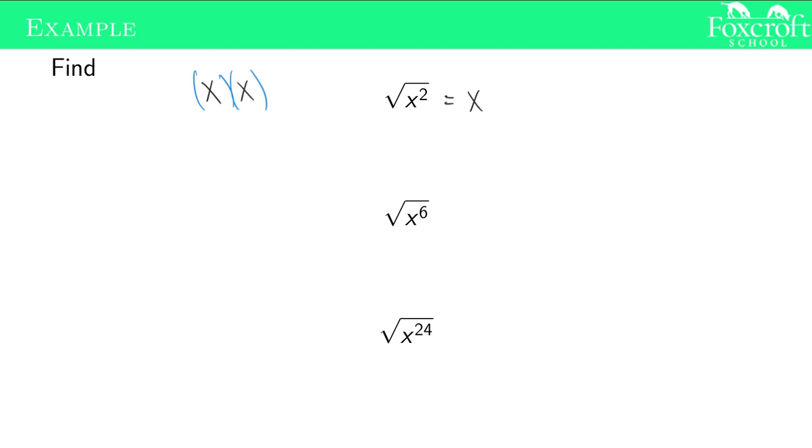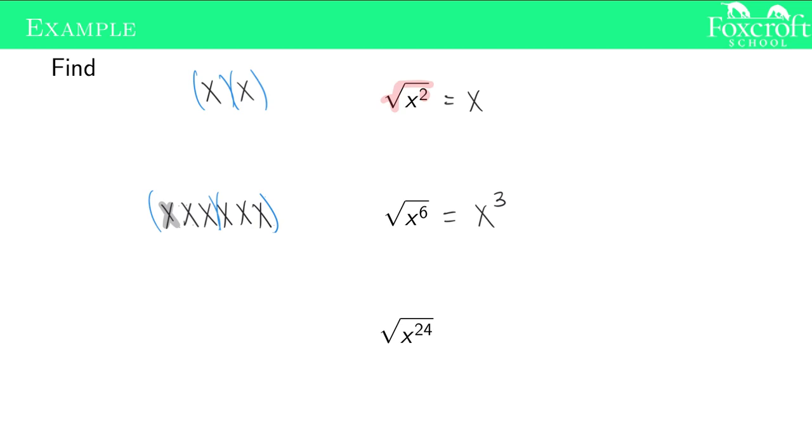This will be an important thing in general: the square root and the square power cancel each other out and just give me x. We'll use that to our advantage later in this unit. Now the square root of x to the 6th. x to the 6th is 6 copies of x, and if I break that in half, I can see that's 3 copies of x times another 3 copies of x. So the square root of x to the 6th is x cubed.